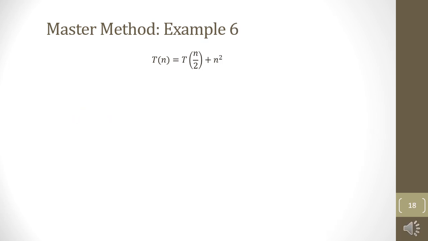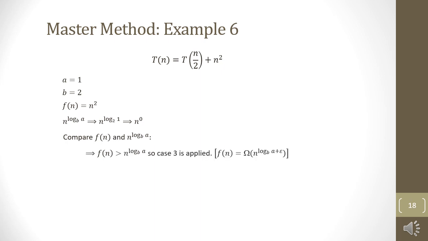For the following recurrence, A will be 1, B will be 2, f of n will be n square, n to the power of log base b of A will be n to the power of 0. So we compare f of n with n to the power of log base b of A. We can see that the growth of f of n is asymptotically greater than the growth of n to the power of log base b of A. So case 3 is applied.